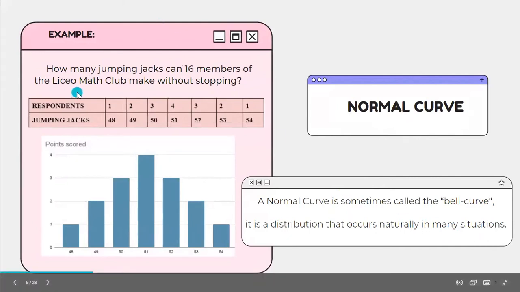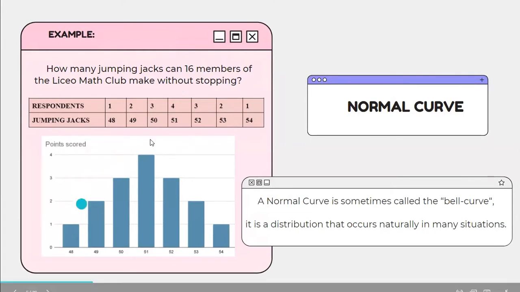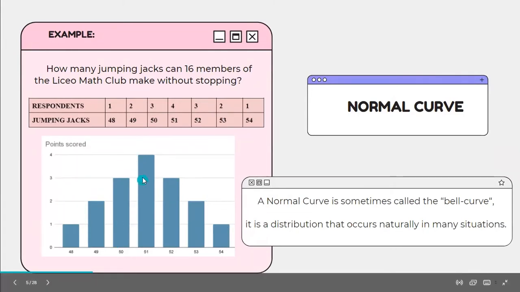For example, how many jumping jacks can 16 members of the Liceo Math Club make without stopping? So first, place the gathered data on a table. So you can see the respondents are 1, 2, 3, 4, 3, 2, 1, which is equal to 16 members. It also corresponds to the number of probabilities. And the jumping jack is the values, which is 48, 49, 50, 51, 52, 53, 54. And if we are to plot it on a graph, it will look like this. And this is the shape of a bell curve.